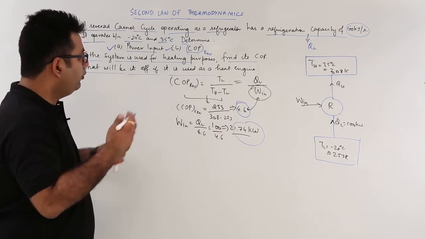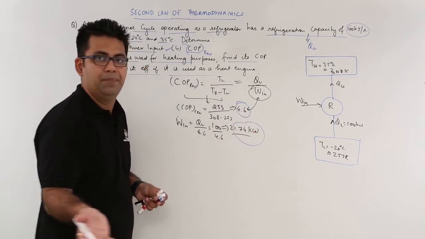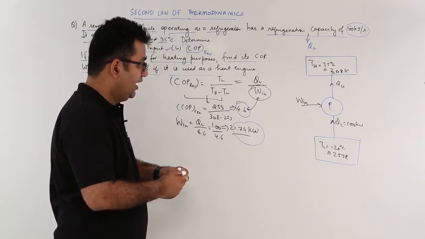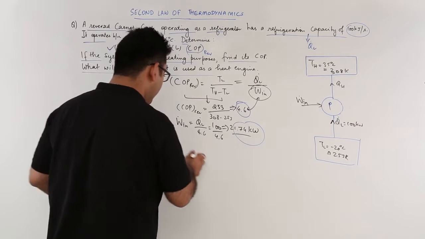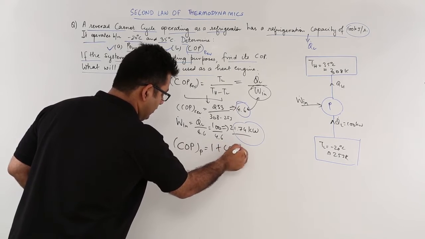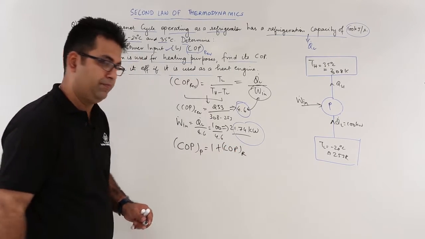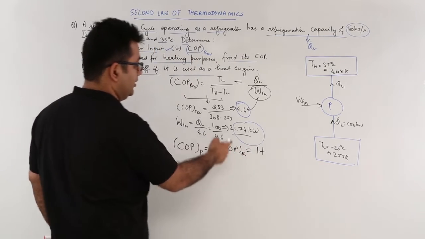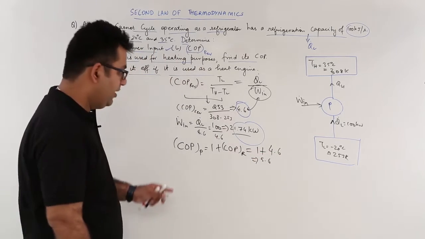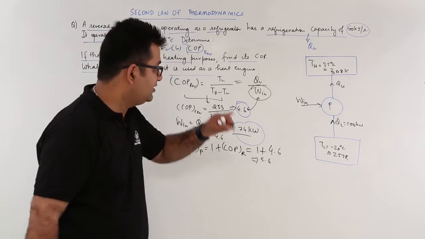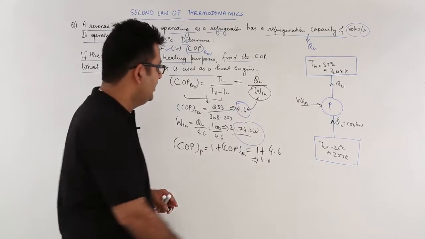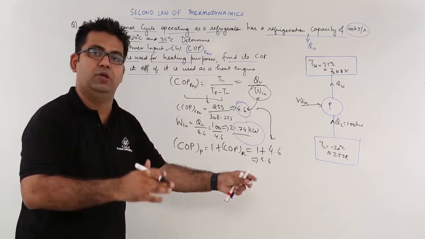Then it asks what would be the COP if we are using this as a heat pump. If I remove this R and write a P over here, now it becomes a heat pump. And we know that the COP of a heat pump is 1 plus the COP of a refrigerator. That is equal to 1 plus 4.6, which is 5.6. So 5.6 is the COP of this system if you use it as a heat pump. No need to go through all those calculations. Just remember the relationship between the two COPs.